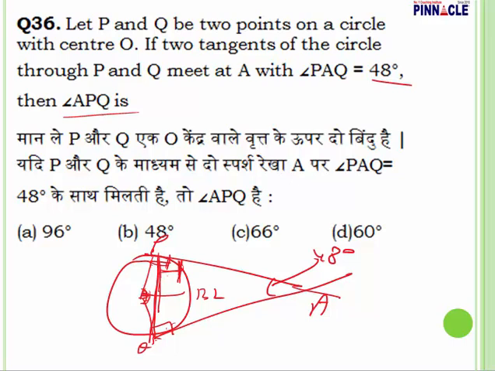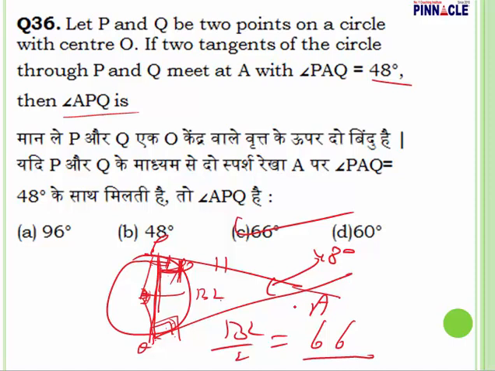You have to find this, so use instead this 48, and the tangents are equal. This is the property: tangents are equal from a point outside the circle. So this angle and this angle should be equal. If this is 48, it means these two angles would be 132. So one angle would be equal to 132 divided by 2. 66 should be the answer.